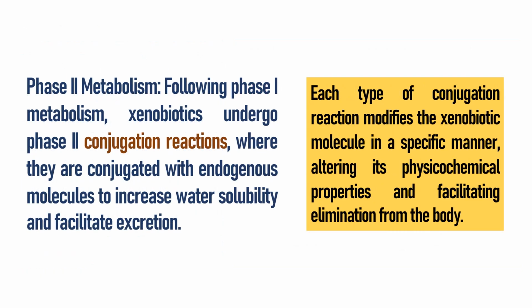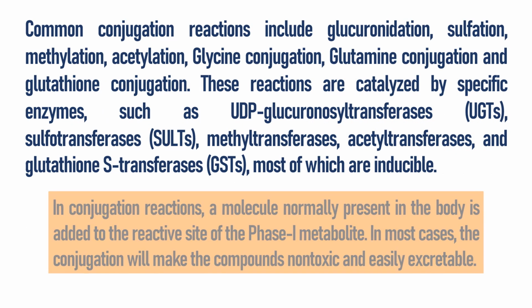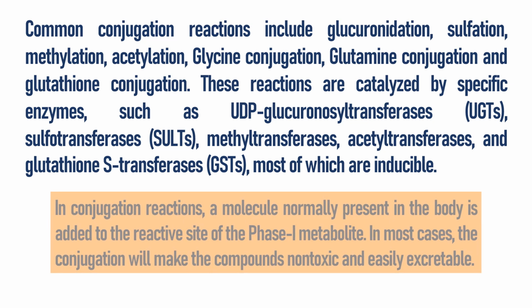Following phase 1 metabolism, xenobiotics undergo phase 2 conjugation reactions, where they are conjugated with endogenous molecules to increase water solubility and facilitate excretion. Each type of conjugation reaction modifies the xenobiotic molecule in a specific manner, altering its physicochemical properties and facilitating elimination from the body. Common conjugation reactions include glucuronidation, sulfation, methylation, acetylation, glycine conjugation, glutamine conjugation, and glutathione conjugation. These reactions are catalyzed by specific enzymes, most of which are inducible.